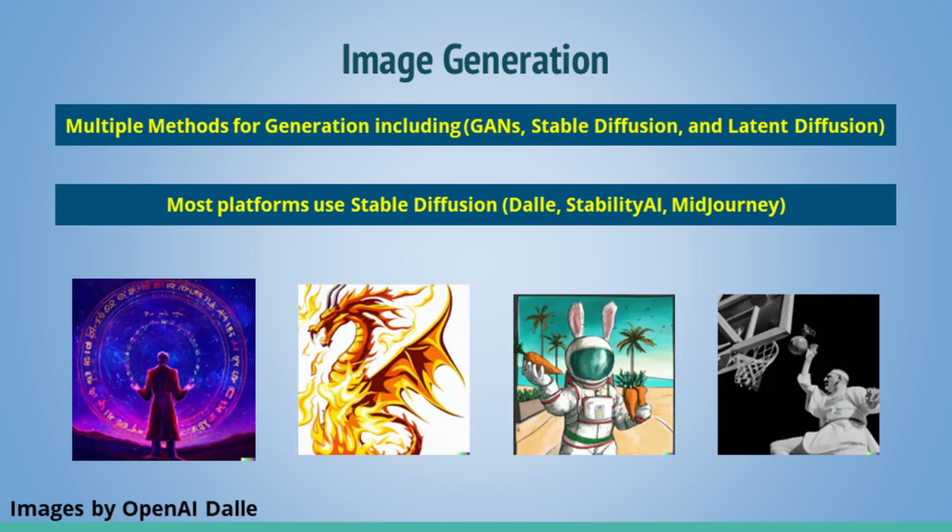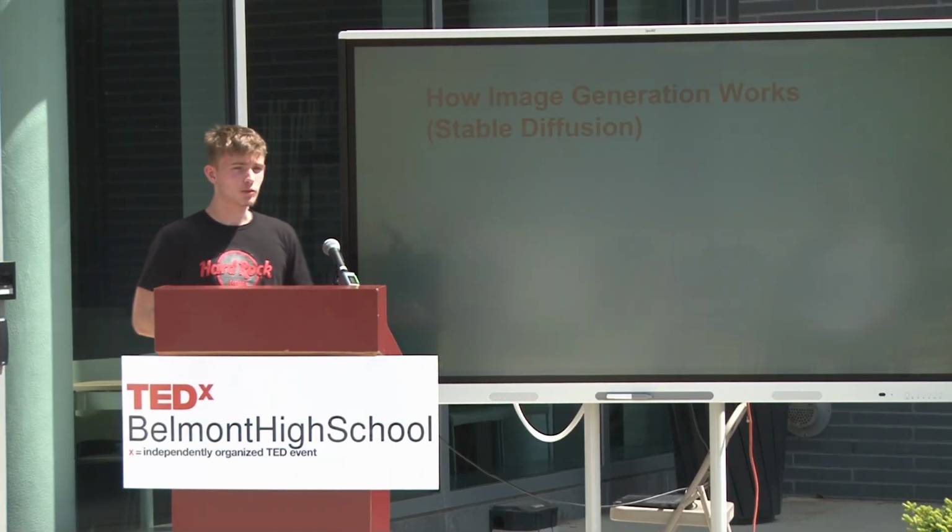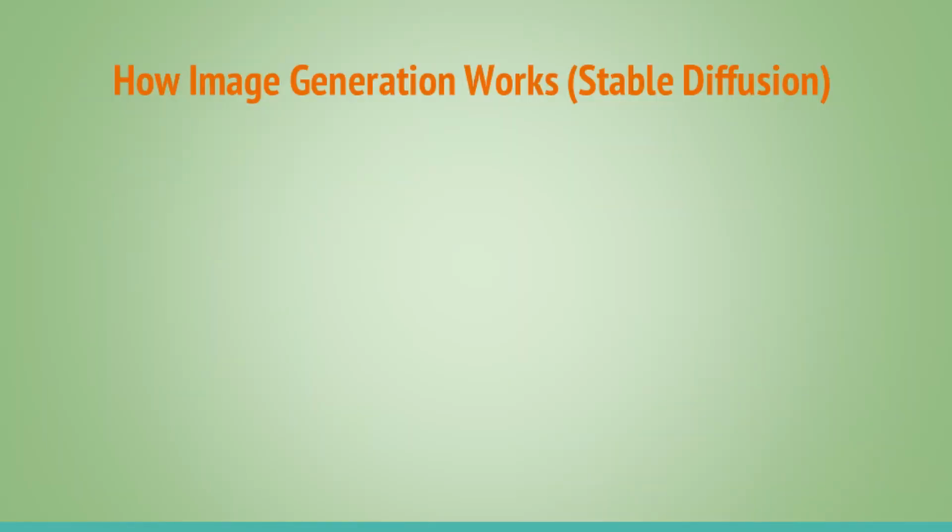And then here are some images we have, if you can see them. We have Doctor Strange, a dragon. It's a pretty cool dragon. We have a bunny on vacation. And then we have the Pope dunking. Yeah. Apparently he's good at dunking. So, how does this work? We can generate some pretty good images, right?